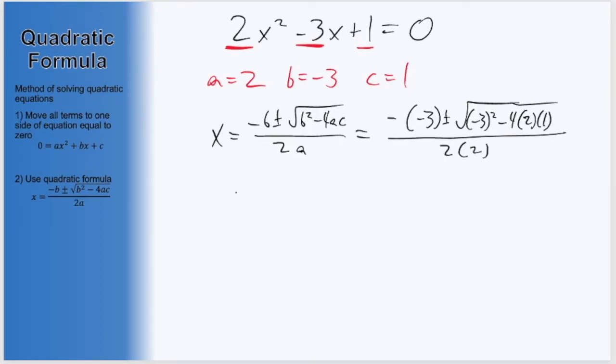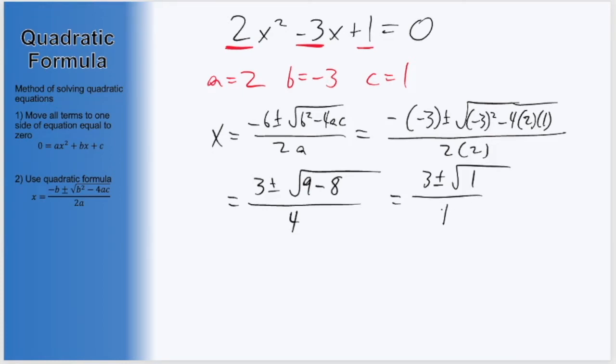From this point on is just doing the math. The negative in front of the negative 3 makes this a positive 3 now. Now plus or minus the square root of negative 3 squared is 9. Minus 4 times 2 times 1 is minus 8. All divided by 2 times 2 is 4. Inside the square root, 9 minus 8 is 1. When we take the square root of 1, we just get 1.